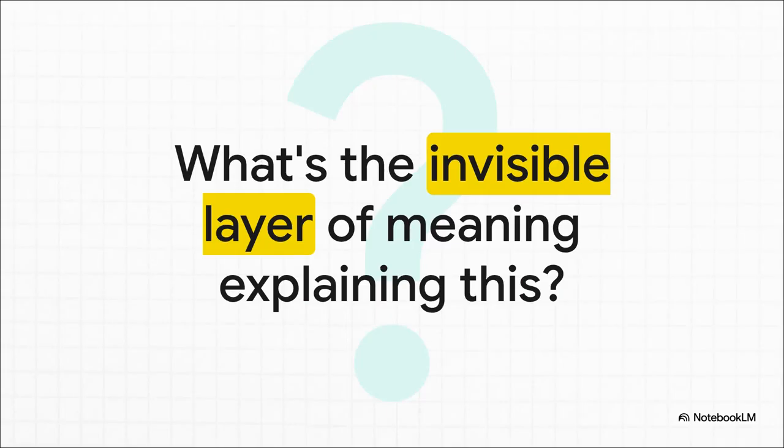How can one tiny change do nothing, while a similar change flips the entire meaning of the sentence on its head? Well, to solve this, we need to dig into the hidden architecture of language, these invisible layers of meaning that we all use every single day without even realizing it.